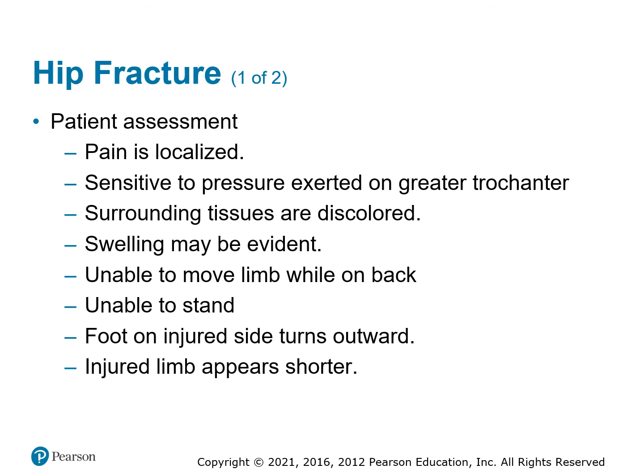And a little bit more on hip fracture from a patient assessment, which a lot of this is going to sound familiar. The pain is generally localized to the affected area. When you are palpating the area of the greater trochanter, they are going to be extremely sensitive to the pressure of that palpation. You may see bruising of the soft tissue in the area, but you also may not. Swelling may be evident depending on your patient as well. Usually they will be unable to move the limb while they're on their back. They're not going to be able to stand, bear weight, or ambulate. The foot on the injured side is usually turned outward, and the limb appears shorter.